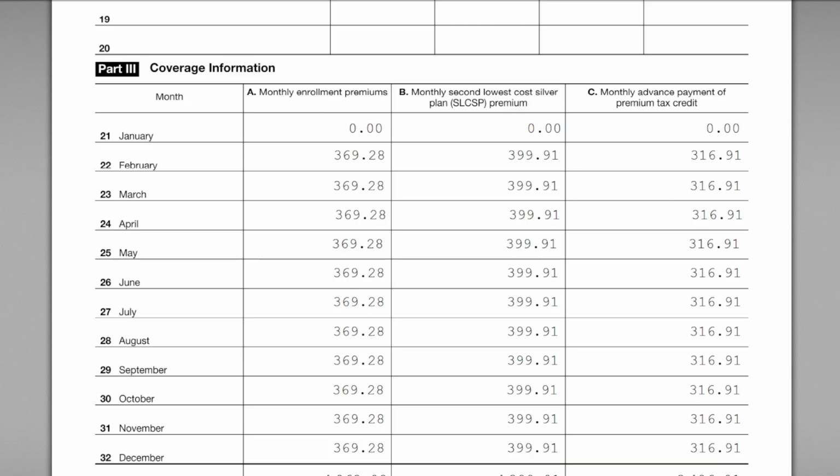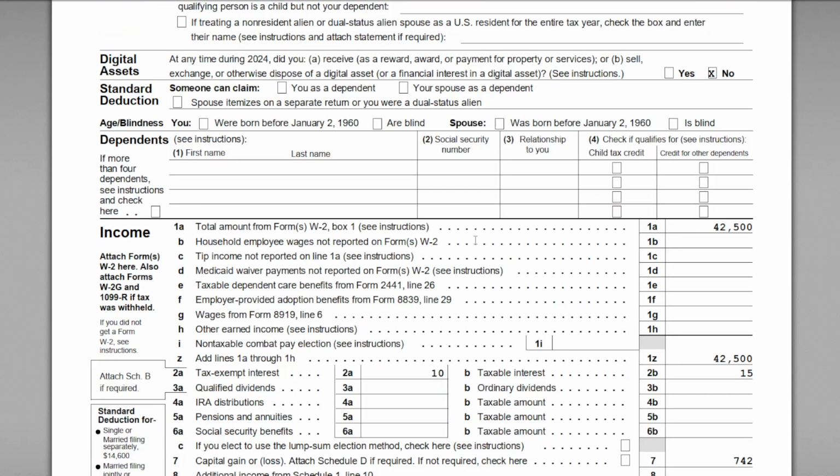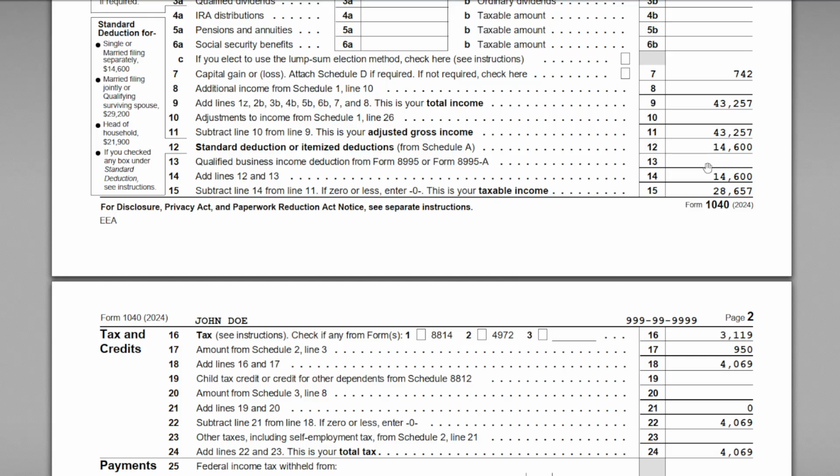All right, so if we have a look at the 8962, let's first start with page 1 of his 1040 to get a sense of his income and expense information reported on the return. We can see up on line 1A his W-2 wages for the year, $42,500, and he has some investment income. He has $15 of taxable interest just from his savings account. He has some capital gains on the sale of stocks, $742, and he also has some tax-exempt interest income of $10. So his total AGI, or adjusted gross income, for the year is $43,257, and his taxable income is $28,657.